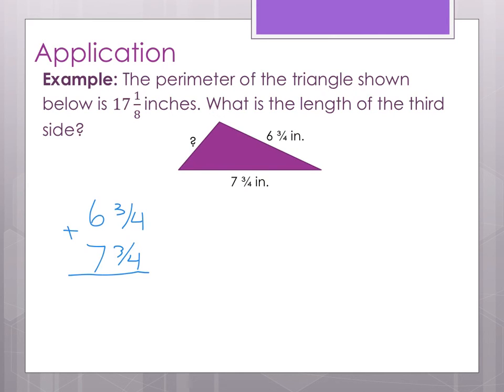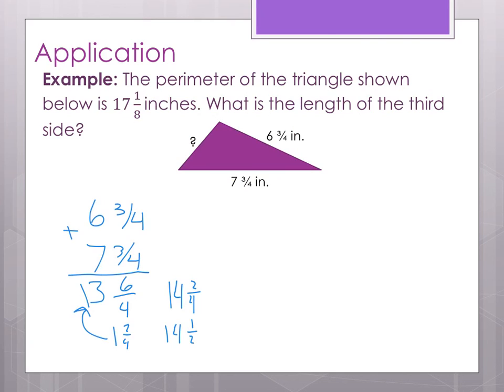Fortunately, I already have common denominators. I'm going to get 6 over 4, and then 6 plus 7 is 13. But again, I have an improper fraction. I need to go ahead and convert that: 4 will go into 6 once, with 2 left over. Okay, so I need to add that 1 back into our wholes. I'm going to get 14 and 2/4, and reduced that's going to be 14 and 1/2. Okay, so that's the sum of the two known sides.